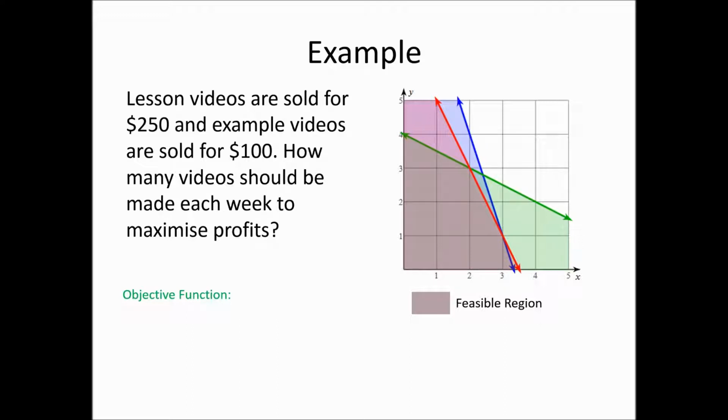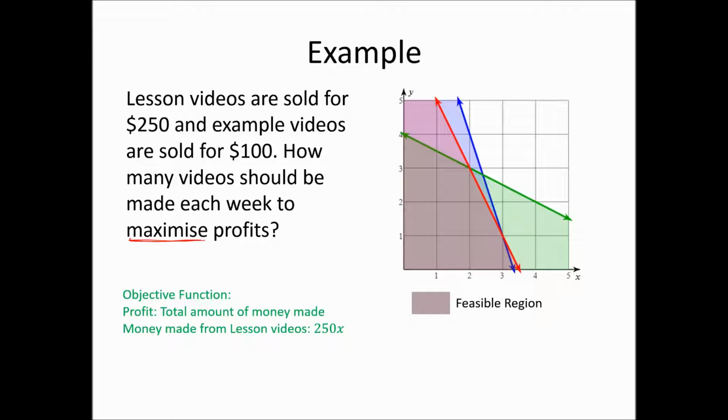First of all, let's figure out the objective function. The objective function is that thing that we're trying to make as big as possible. That's the profit, the total amount of money. I want to make as much money as I can selling these videos. I wish. So the money that's made from the lesson videos, that's $250 per video. If I sell one lesson video, that's $250. If I sell 2 lesson videos, that's $500, and so on.